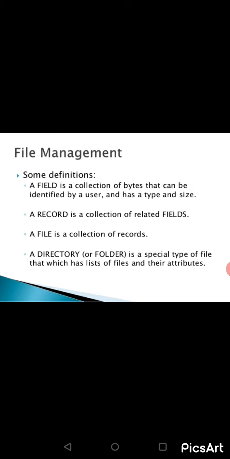A file is a collection of records, and a directory is nothing but a special type of file which has a list of files and their attributes. So it contains various files in a folder. To understand what a field and record are, suppose a student field, which contains attributes like name, id, marks, subject, etc. So these are the basic concepts related to files.